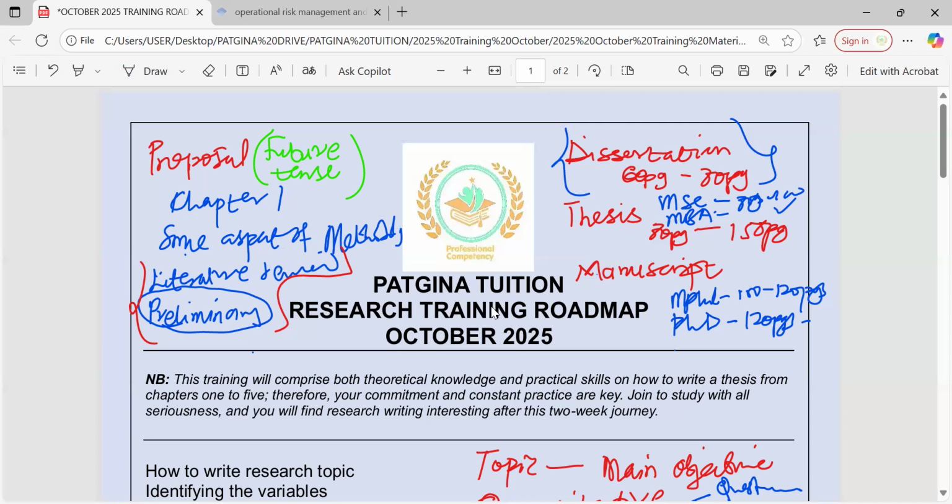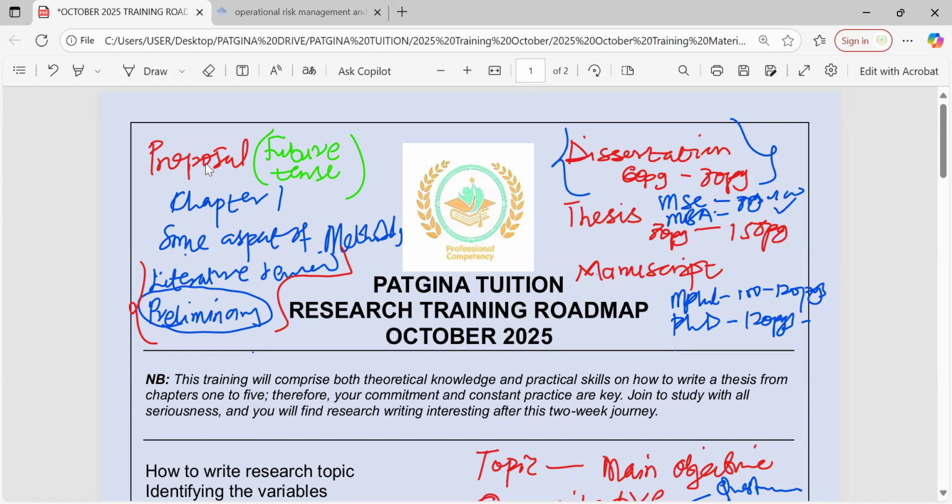No, we will start by listening. We will learn. I said the proposal is chapter 1, with some aspects of methodology. That's what I said, right? And I also said the proposal is in future tense. So when we are done with chapter 1, you are done with the proposal. Technically, that is what it means.